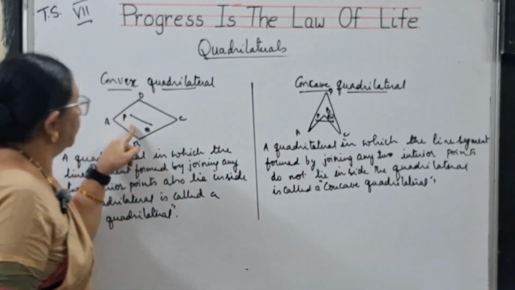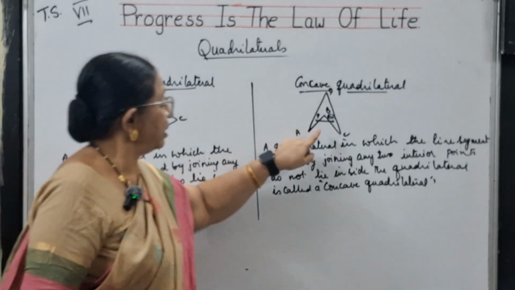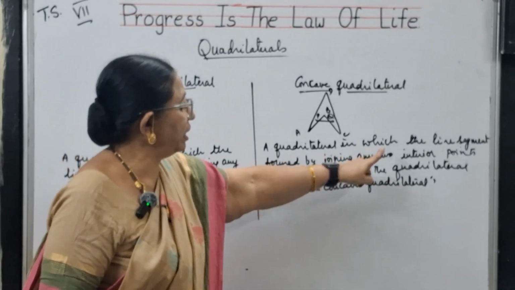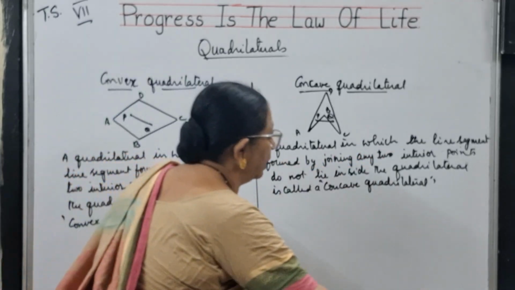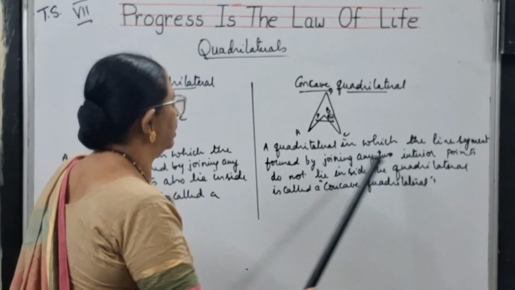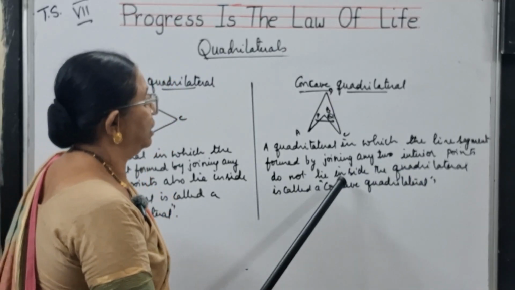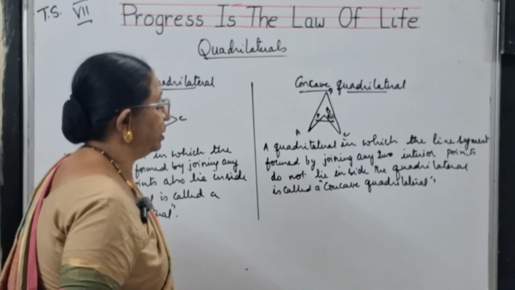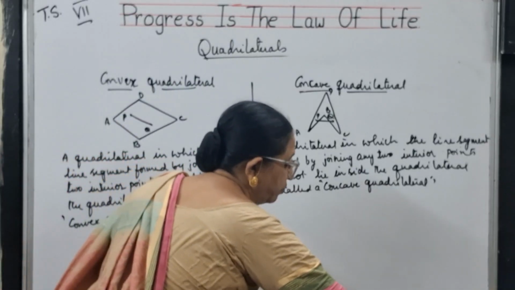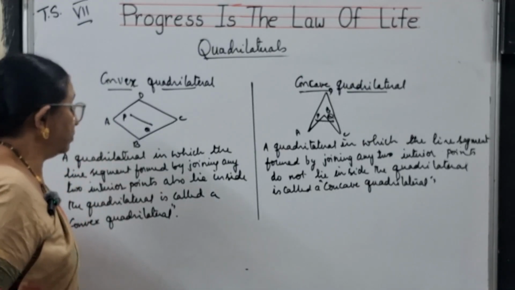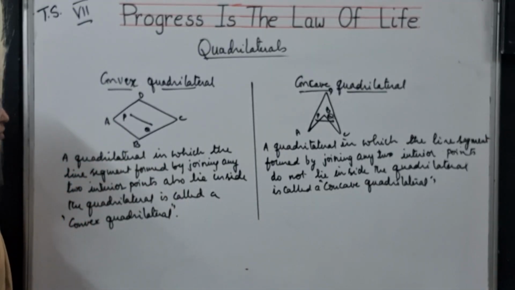But here it is not like this. So this kind of quadrilaterals are called concave quadrilaterals. A quadrilateral in which the line segment formed by joining any two interior points does not lie inside the quadrilateral is called a concave quadrilateral. These two names you should be perfect with, children. Please note it down.